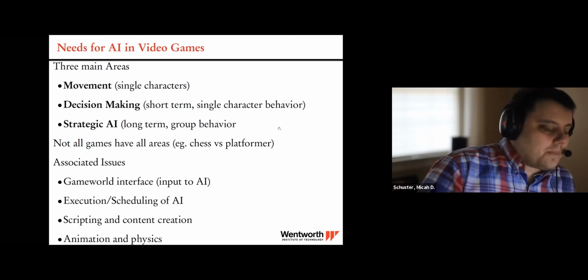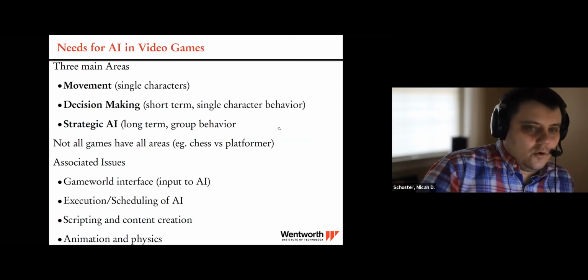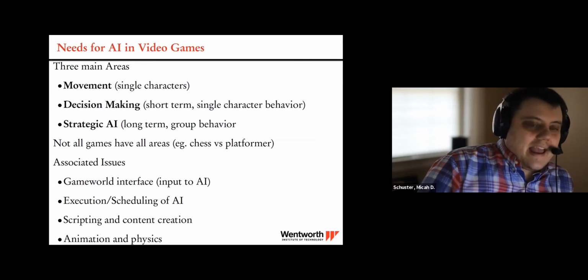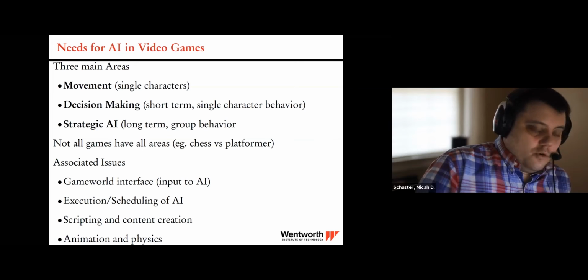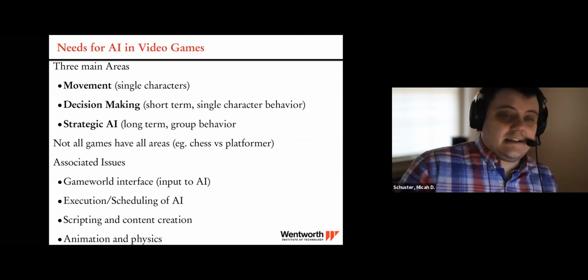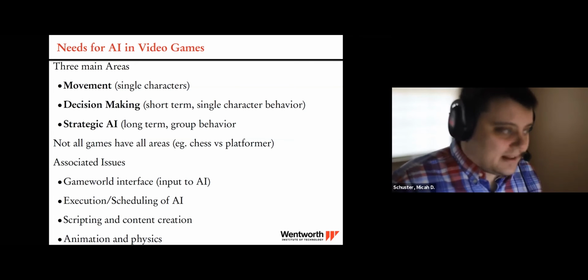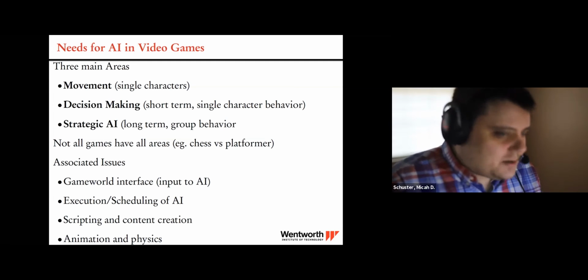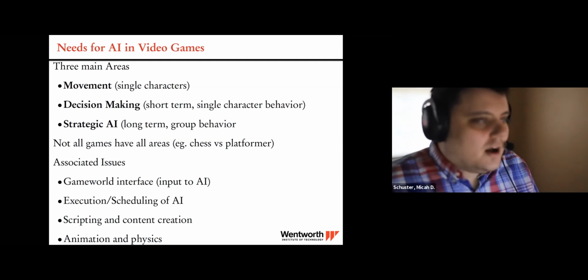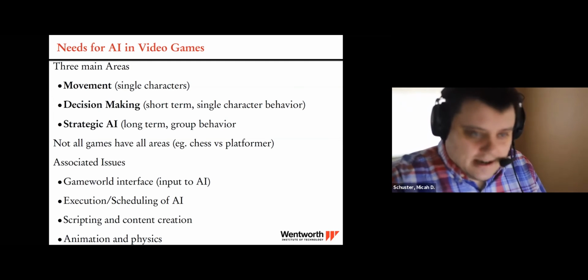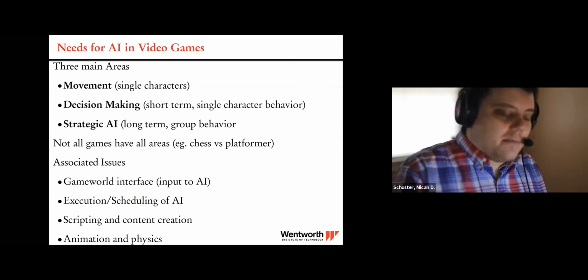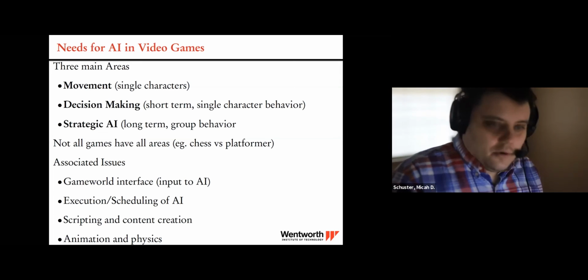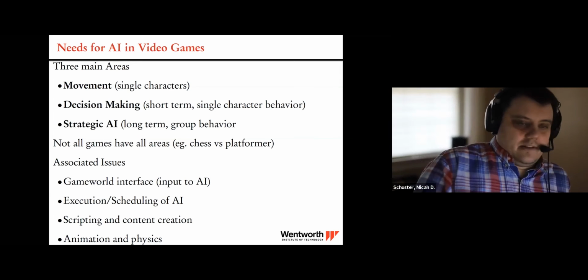All right, so there are really 3 main areas for AI in video games. There's movement. Your entities have to be able to move around, and that's typically a single character thing. For the formation motion in something like Warcraft, you might have a bit more interaction between characters when you need to do that kind of movement. But for the most part, it's single character movement in this movement area.